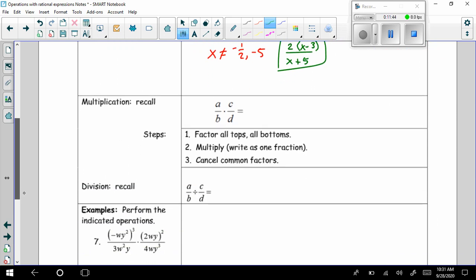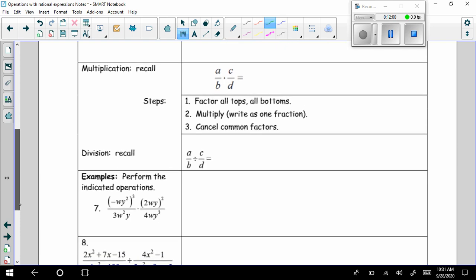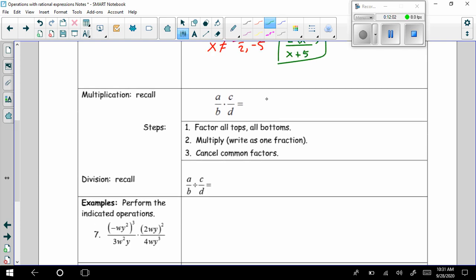All right, that leads us into multiplying, because it's really just a fancy simplification problem. We just have fractions listed next to each other. We're still going to factor all tops and all bottoms, multiply, or just write it as one fraction, and then cancel common factors. So in other words, you can write this as AC over BD, right? Write it all as one fraction, and that's fine.